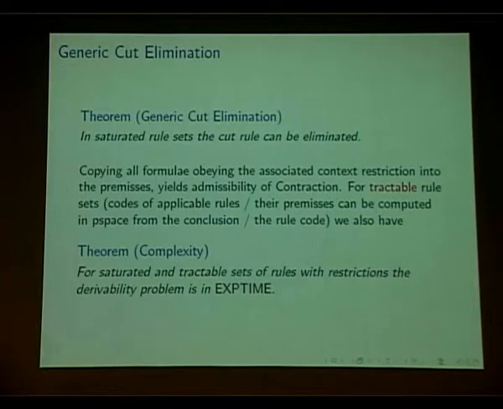And furthermore, if the rule set is tractable in some very mild sense, then we get decidability as well. And we don't only get decidability, but we get a generic complexity result, namely that for saturated and tractable sets of rules, deciding the derivability problem can be done in exponential time. Okay, so this is good.